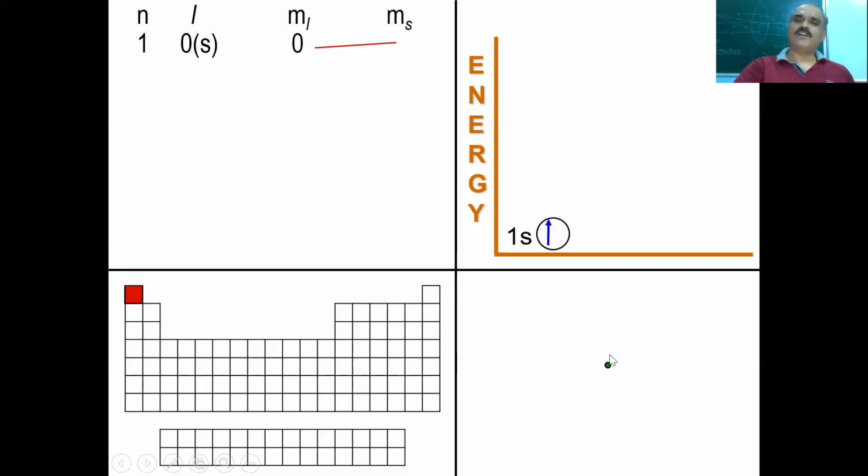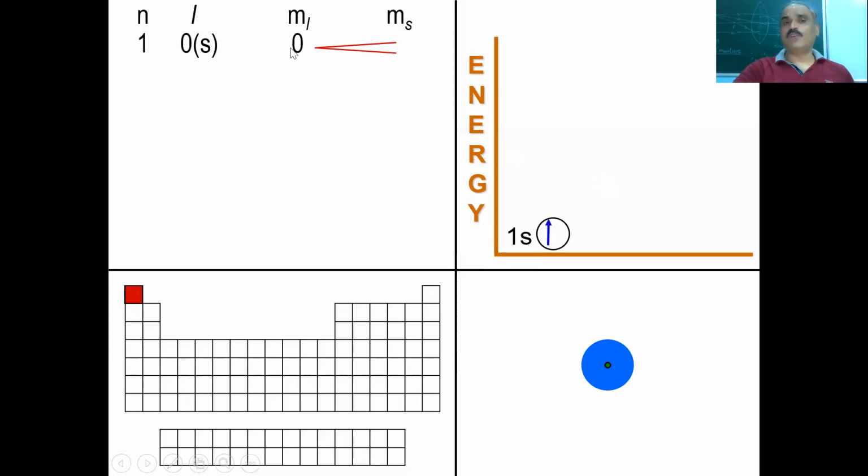And if we draw its picture, its model, it will be like this. You know, the shape of the s orbital is spherical. There is a spherical region around the nucleus, where we can find the electron. So in this way, quantum numbers, electronic configuration, the modern periodic table, and the model of the atom are related. Now let us go ahead.